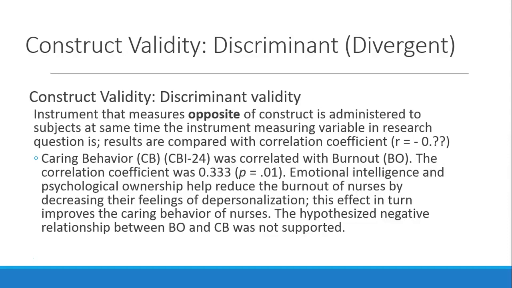So when the caring behavior instrument was correlated with the burnout instrument, the coefficient was 0.33, which is a low correlation coefficient even though it was statistically significant. So essentially the discussion is emotional intelligence and psychological ownership help reduce the burnout of nurses by decreasing their feelings of depersonalization. This in turn, that's an assumption, affects or improves the caring behavior of nurses. So essentially the hypothesis of a negative relationship between the burnout instrument and the caring instrument was not supported, because that's what they said would happen, but it wasn't.